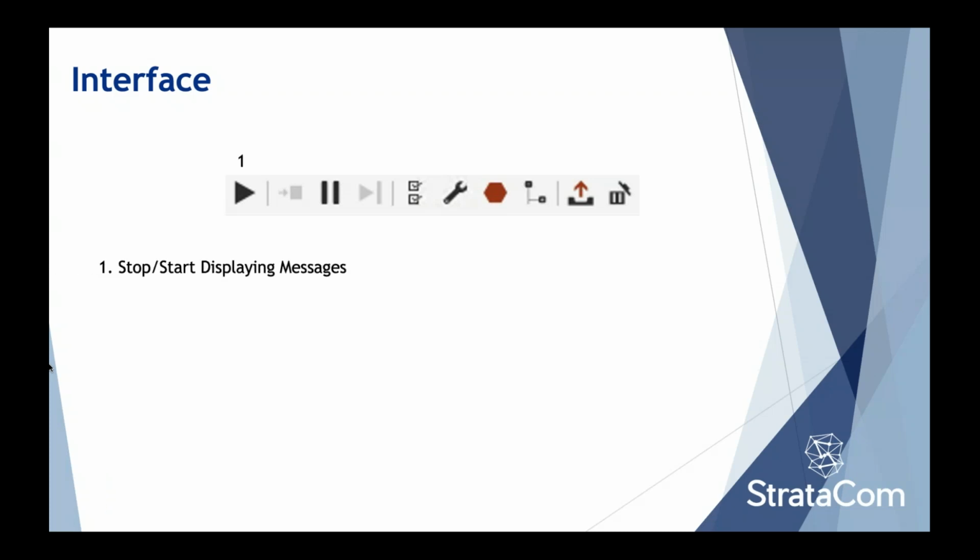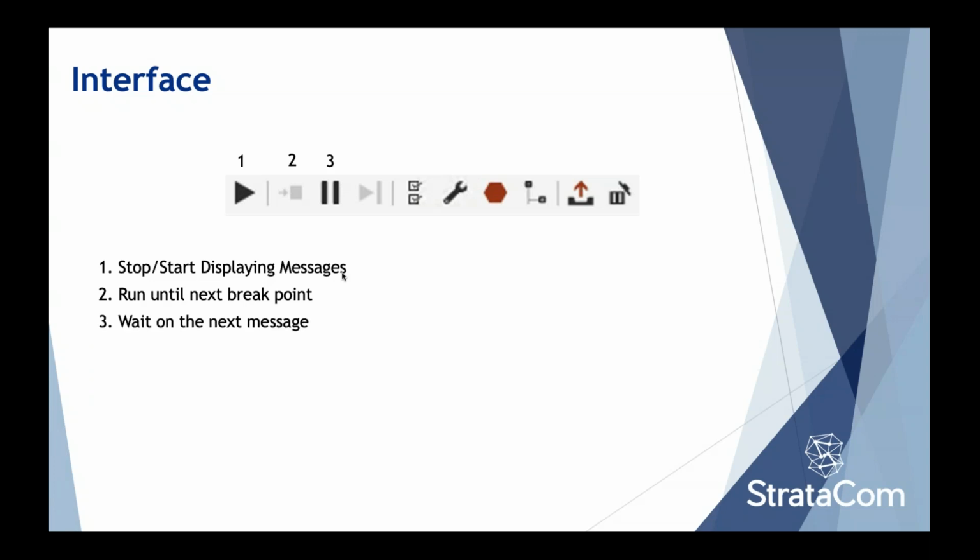All right. So our first item is the start and stop of the displaying of the messages. This is the collection of those messages, and it's pretty straightforward. The next one, which is grayed out in this particular screenshot, is run until the next breakpoint. This will collect and display the messages until the next breakpoint that you have specified. And of course, we'll go over breakpoints.